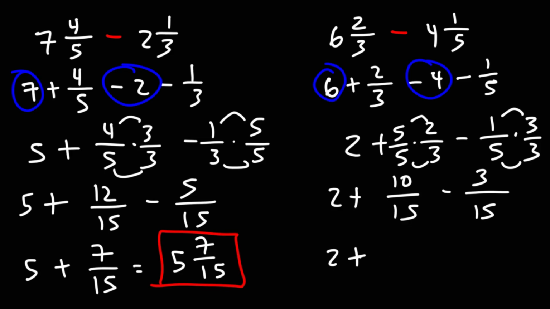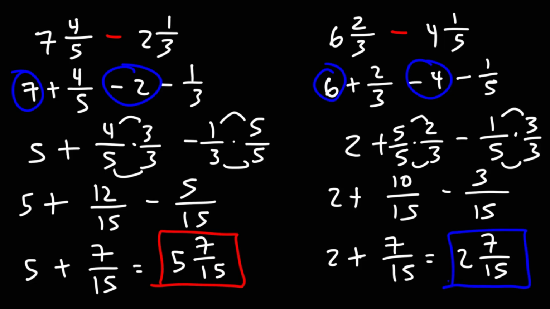So now that the bottom numbers are the same, we can subtract the top numbers. 10 minus 3 is 7. So we have 2 plus 7 over 15, which is 2 and 7/15 as a mixed number. So that's how you can subtract two mixed numbers with unlike denominators.